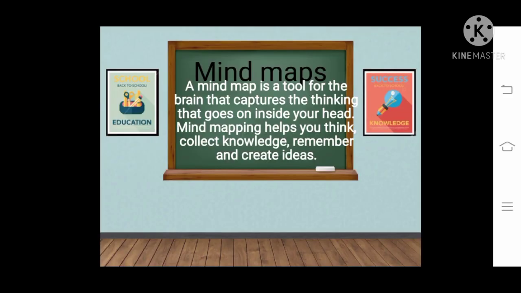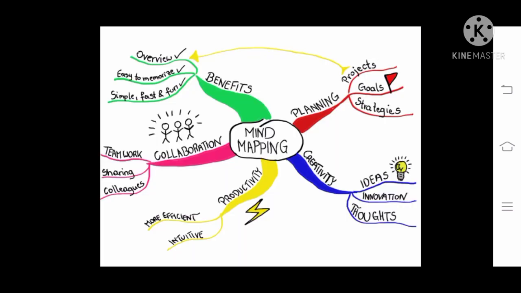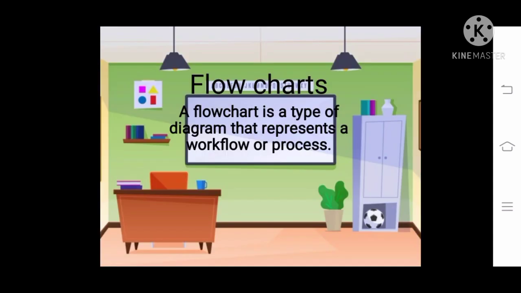A mind map is a tool for the brain that captures the thinking that goes on inside your head. Mind mapping helps you think, collect knowledge, remember, and create ideas. It is a useful technique that supports learning, improves information recording, shows how different facts and ideas are related, and enhances creative problem solving. This is an example of mind mapping. You will make words that connect to planning, creativity, productivity, and collaboration.